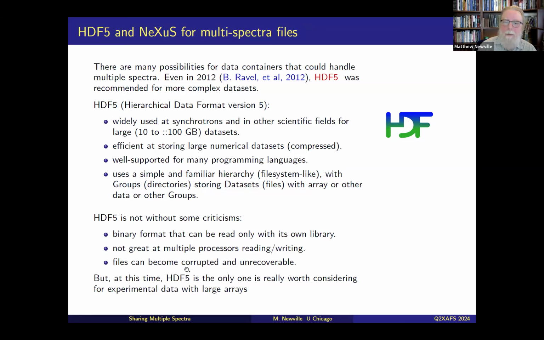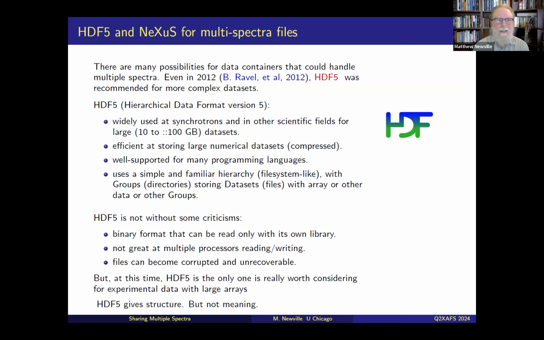At this time, I'll say HDF5 is really the only one that's worth considering for experimental data with large arrays. There are other possibilities, but when you look into those, they all have weaknesses, important and maybe even fatal weaknesses too. That's an important consideration. So HDF5 is what we're going to use because everyone else is using it. Not that it's bad, but we are stuck with it, but it's not bad, I guess is how I would put that.